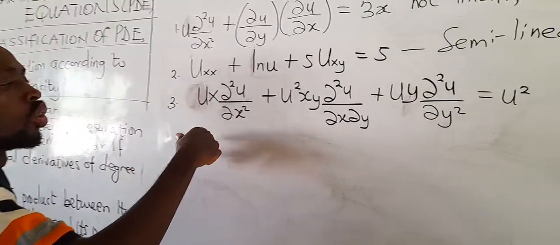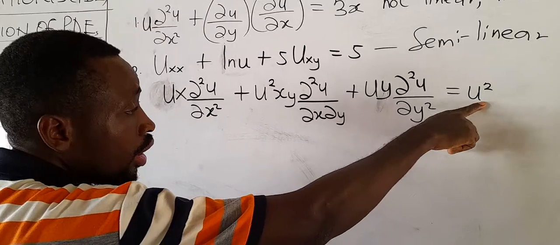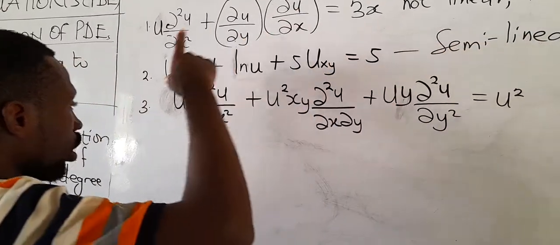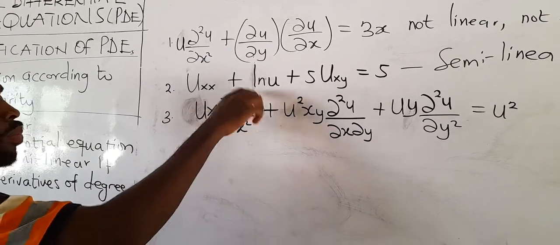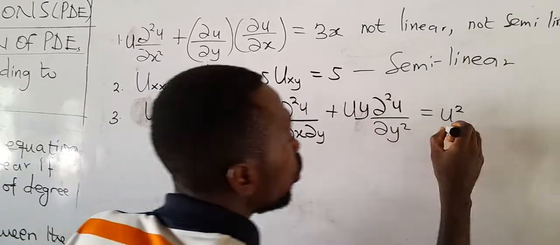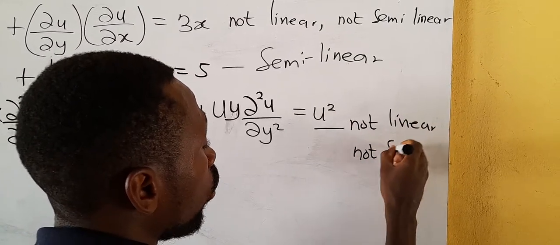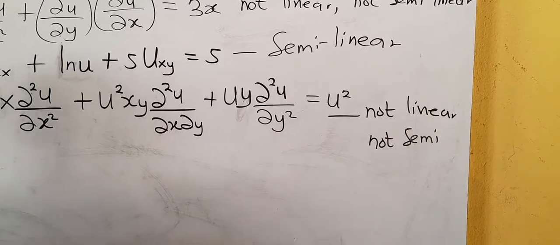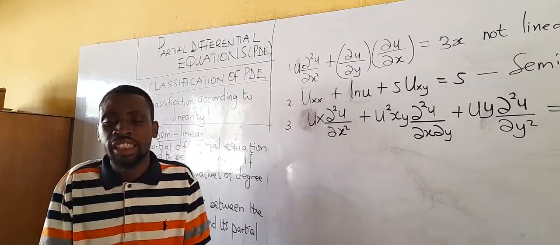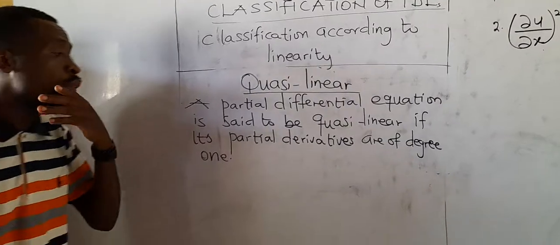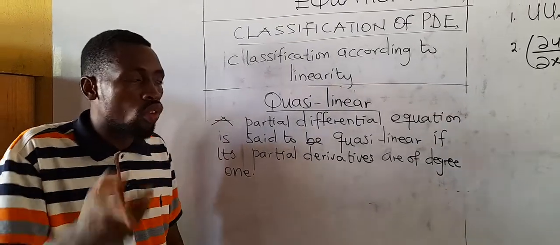Look at it. So straightforward. This is not linear. Look at it. There is a dependent variable here that is not of degree one. Is it semi-linear? No, it is not semi-linear. Look at this. A dependent variable here is multiplying a partial derivative. So it is not linear, it is non-linear, and not semi-linear. So if it is not linear and it is not semi-linear, then it is what? It is either quasi-linear or fully non-linear. So come with me. Okay, so we say when it is non-linear and not semi-linear, then it is either quasi-linear or fully non-linear.